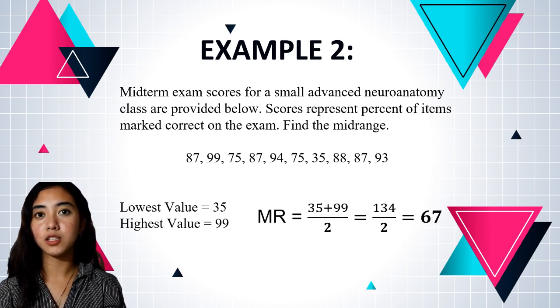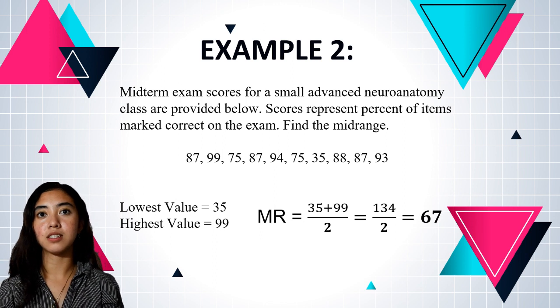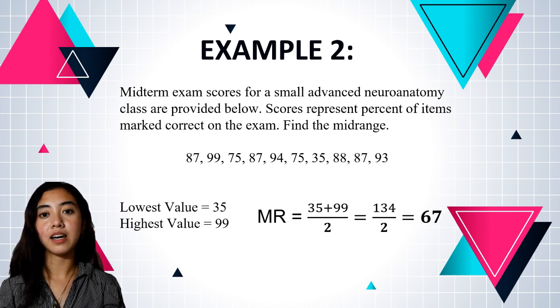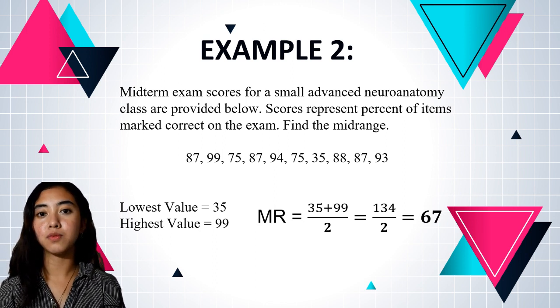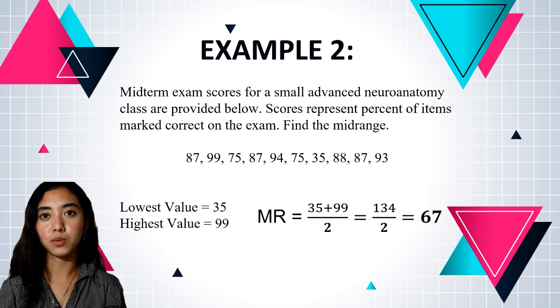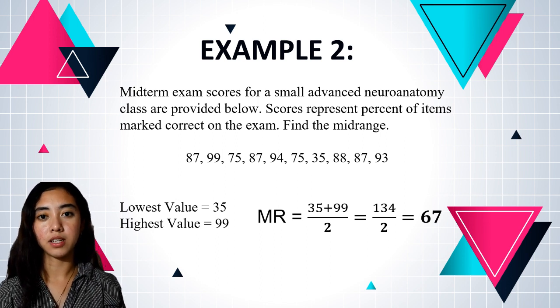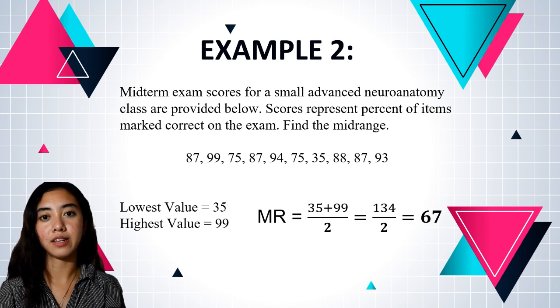And the lowest and highest values in the given dataset are 35 and 99 respectively. So to find the mid-range, we are going to add again the lowest and highest values and divide by 2. So 35 plus 99 is 134, divided by 2 equals 67. Therefore, the mid-range of the given data is 67.